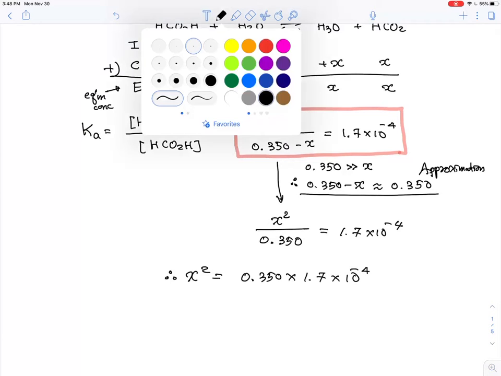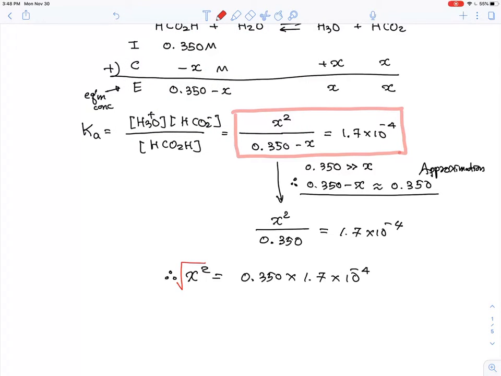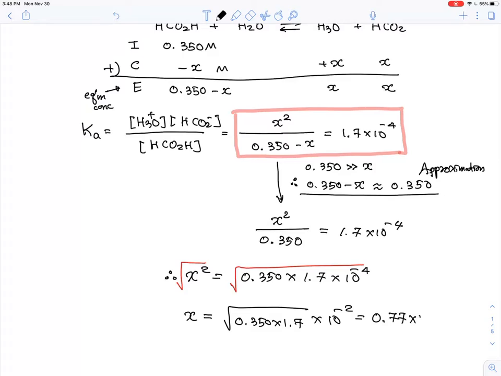And all I need to do is take the square root on both sides, right? So therefore, X, which is a concentration, is the square root of 0.350 times 1.7 times 10 to the minus 4. And that's going to be the value 0.77 times 10 to the minus 2 molar concentration.